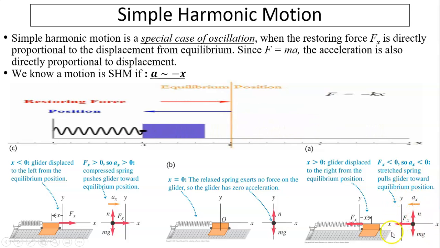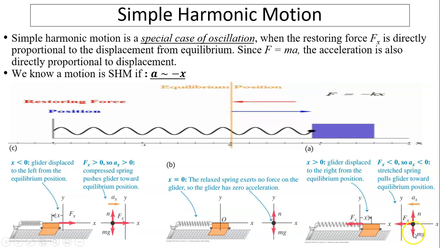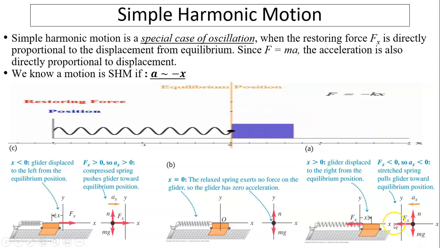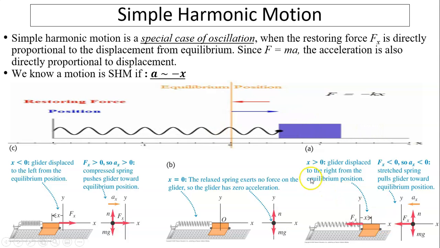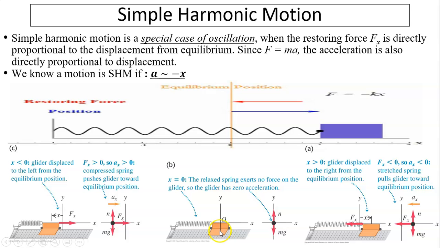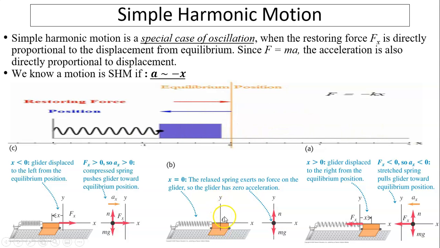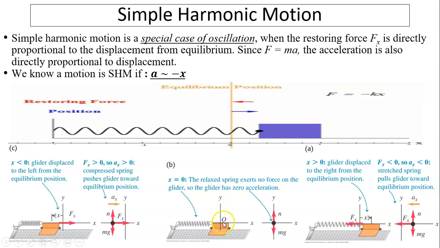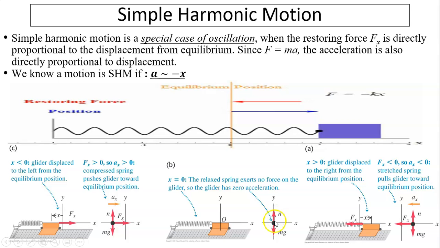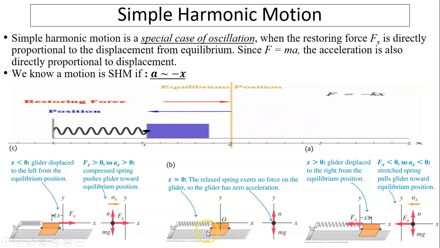Here is the free body diagram. No more force, gravity cancels. The net force is the force from the spring. This force is to the left, opposite to the displacement. When the body is at equilibrium position, there is no force because the spring is relaxed. There is no force from the spring, and the glider has no acceleration. The two forces, normal force and mg, cancel out with each other.